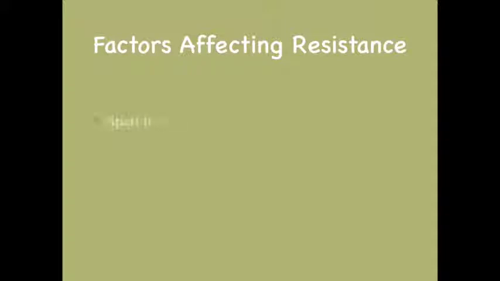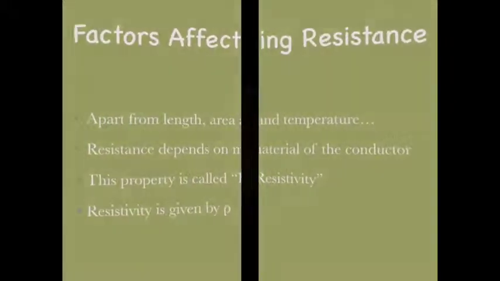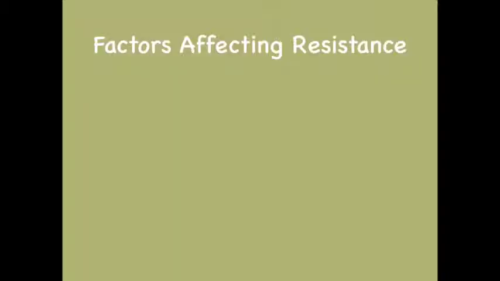So, apart from length, area, and temperature, resistance actually depends on the material of the conductor. This property is called resistivity and it is denoted by rho, the Greek alphabet. So, the overall relationship is mathematically written as R equal to rho L by A. Please remember this formula.